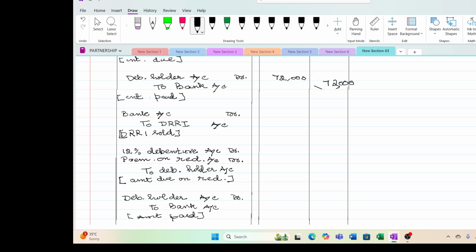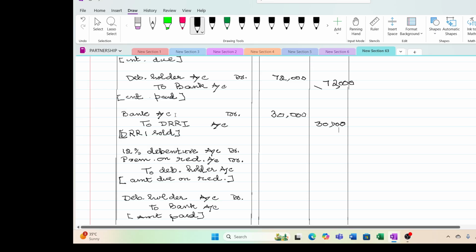Now the time has come. Now we have to redeem the debentures. Before redeeming it, first thing is that you have to sell the investments. Investment was with us for 30,000 rupees. So that will be sold for redeeming the debentures. So 30,000 we have created.